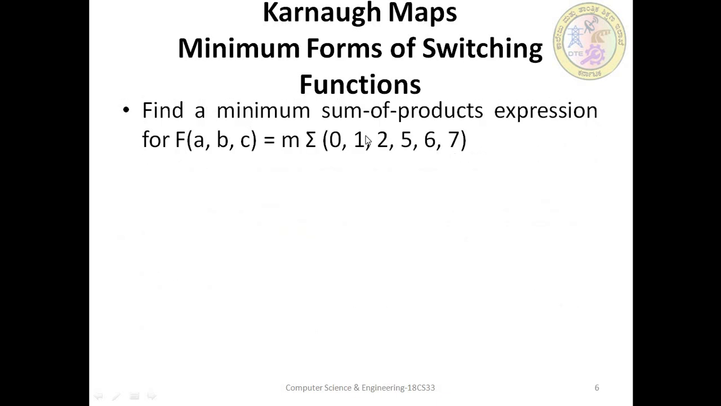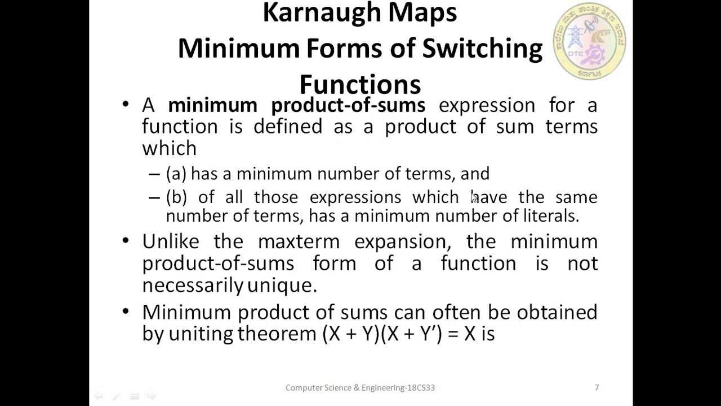Here I can see we have only 3 inputs and 6 possible outputs as 1. Okay, the minimum expression for a function is defined as a sum of products of terms.